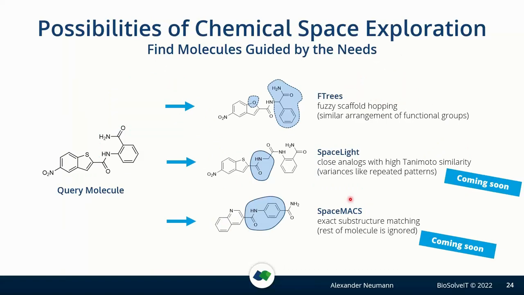A little sneak peek that is not top secret. We are implementing two new search methods for Infinity that I would like to introduce once again. Obviously, we can use F-trees for the screening of fuzzy scaffolds or fuzzy-related neighbors to the molecule. Spacelight is a fingerprint method that searches for something with very high Tanimoto similarity, so close analogs of the compound. And one of my favorites is SpaceMax. SpaceMax is an exact substructure matching. So if you need exactly this part of the molecule, like on the left side, you can just select this one, and every single compound that contains this one in the space can also be retrieved with SpaceMax.